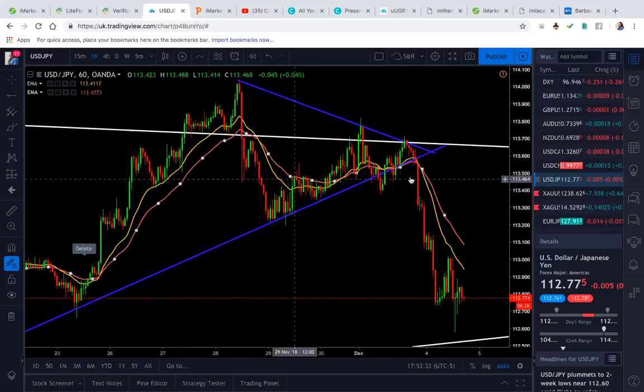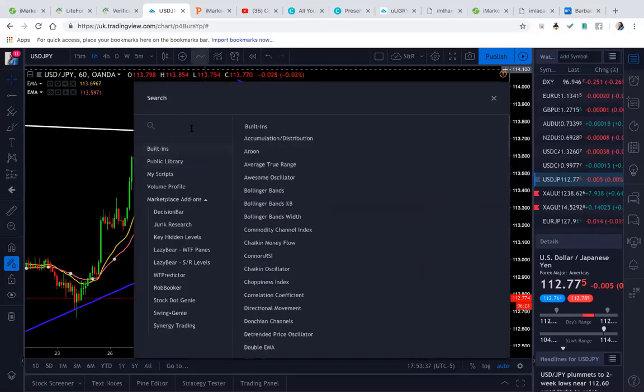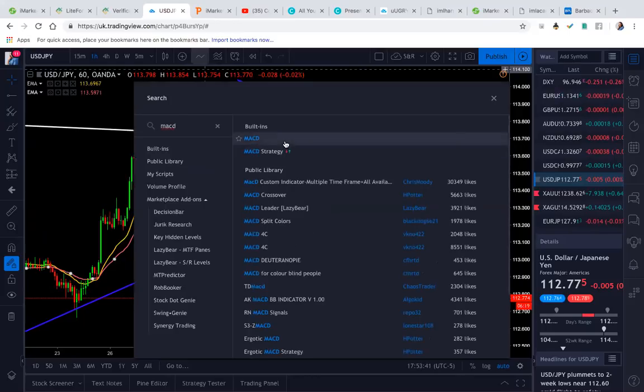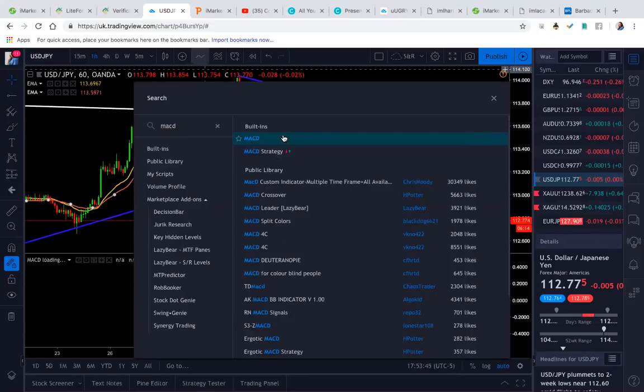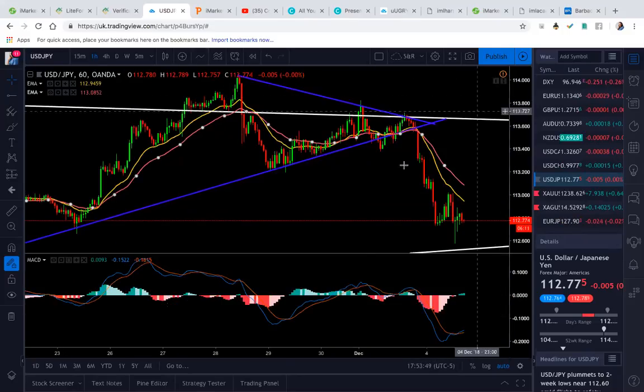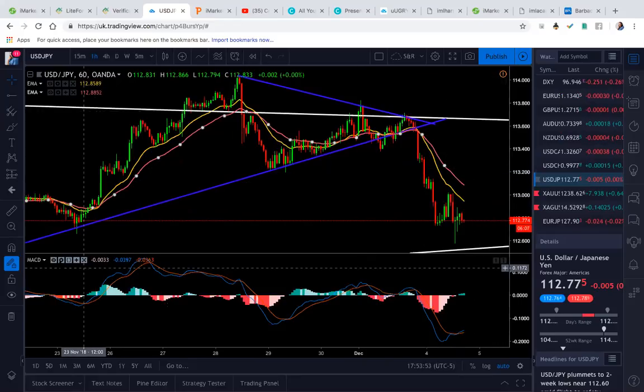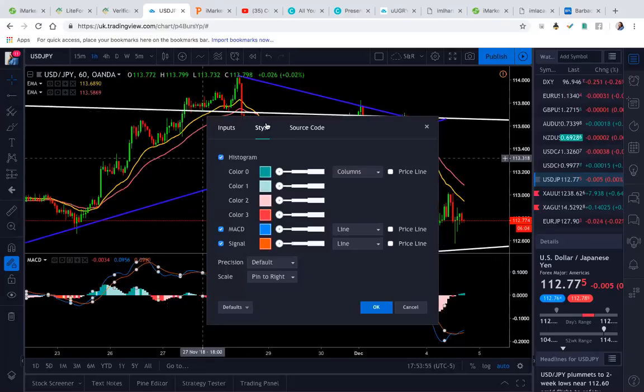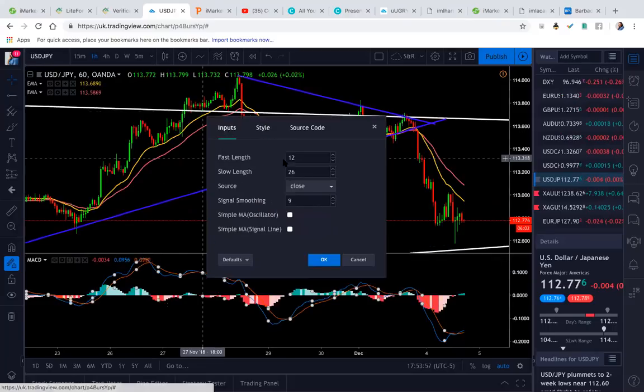Adding the MACD to our charts, again, we go to indicators, we type MACD. MACD comes up, not MACD strategy, MACD, right? And we click OK.